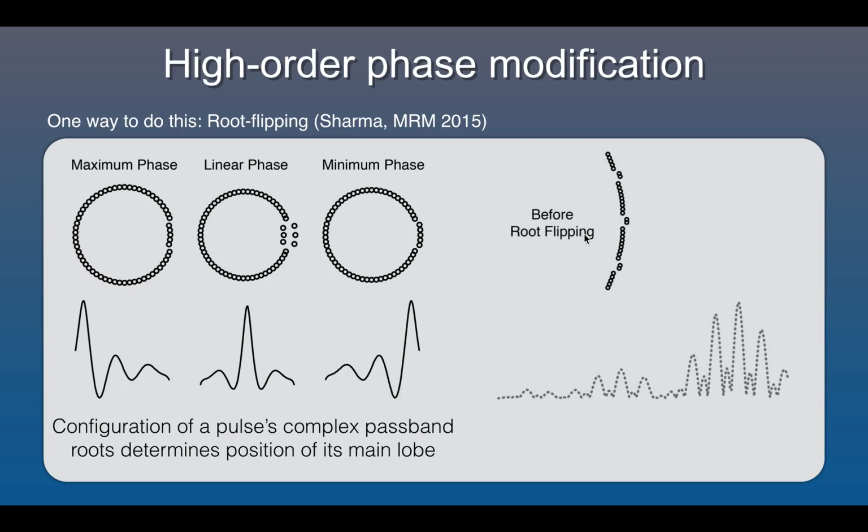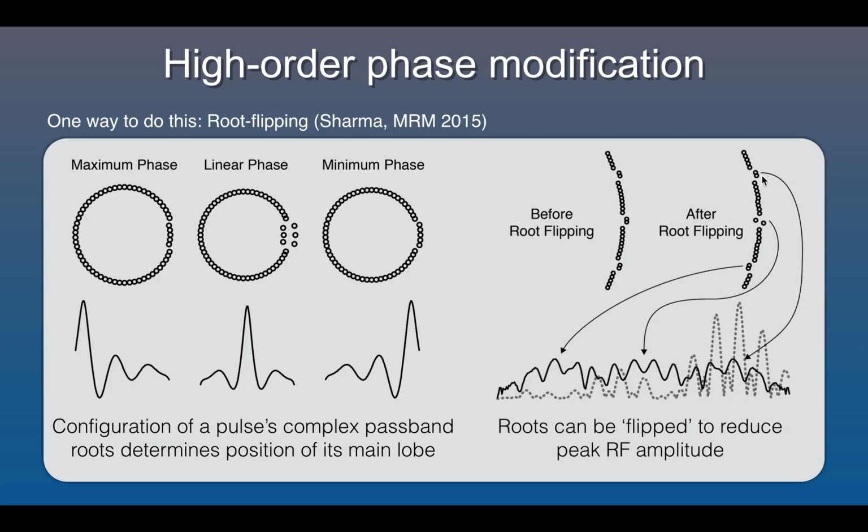And so what we can do is construct a minimum phase multiband pulse, because generally that gives the sharpest profiles for a given duration. Here I'm zooming in on the right-hand side of the unit circle, showing the passband roots of a 3-band pulse. And if we optimize the different root positions for these different bands, you can see that we can spread out the main lobes in time.